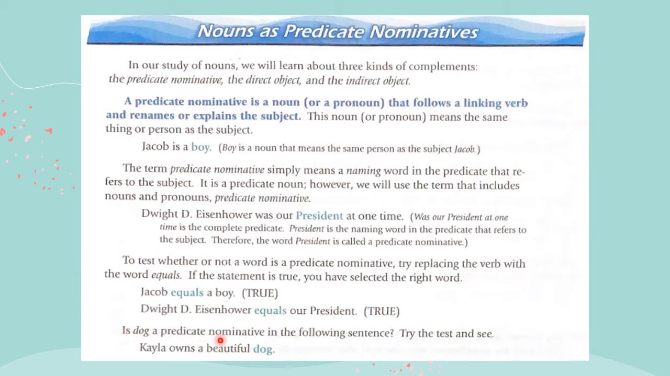Is a dog a predicate nominative in the following sentence? Try the test and see. Kayla owns a beautiful dog. Could I say Kayla equals a beautiful dog? No, we know that Kayla is a person based on this verb. We know that she's the owner. It's not that she is the same as this dog. She owns the dog. So the reason that this is not a predicate nominative is, first of all, this isn't a linking verb. A predicate nominative can only follow a linking verb.